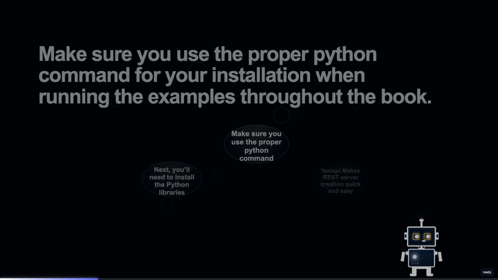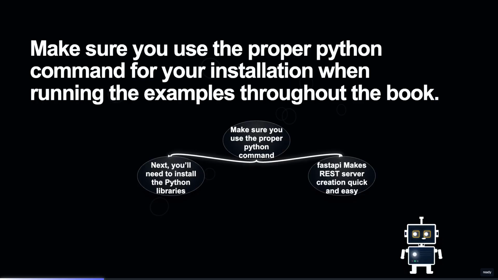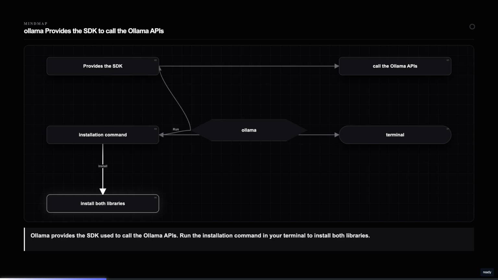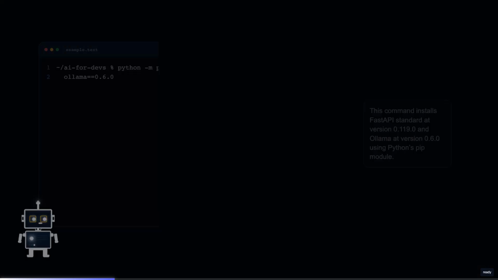Next, install the Python libraries needed to get the API running quickly. FastAPI makes REST server creation quick and easy. Llama provides the SDK used to call the Llama APIs. Run the installation command in your terminal to install both libraries. This command installs FastAPI standard at version 0.119.0 and Llama at version 0.6.0 using Python's pip module.